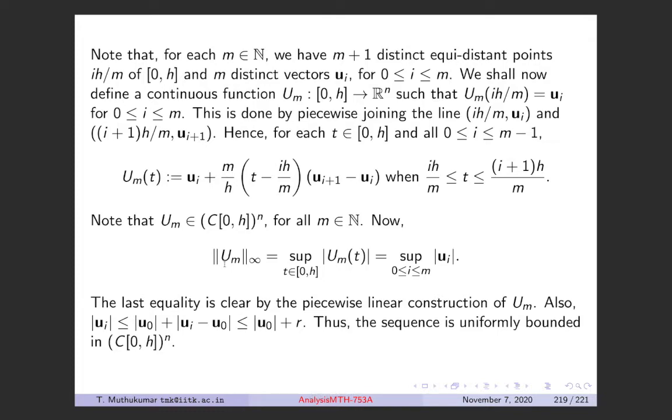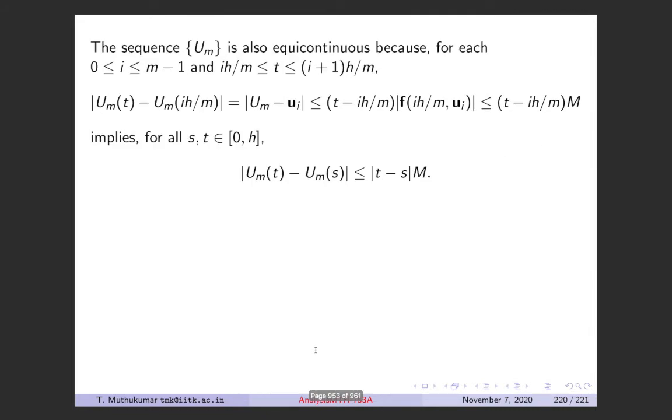So the sequence, which is a sequence in the space of all continuous functions, is now a uniformly bounded sequence in the space of all continuous functions. Okay, so we have constructed a sequence of continuous functions which are uniformly bounded. Now we are going to show this sequence of functions, capital U_m, are also equicontinuous.